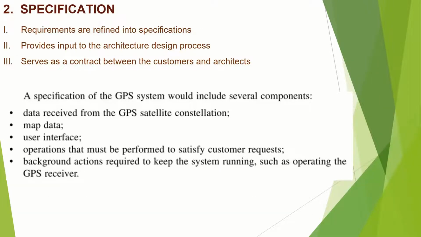The second step in the embedded system design process is specification. The requirements are refined into specifications. The specification is a more precise description of the system which serves as a contract between the requirement and the architectural design, and it provides input to the architecture design process. Our specification of the GPS map would include several components: the data received from the GPS satellite, the map data, the user interface, the operations that are performed to satisfy customer requests, and the background actions required to keep the system running.